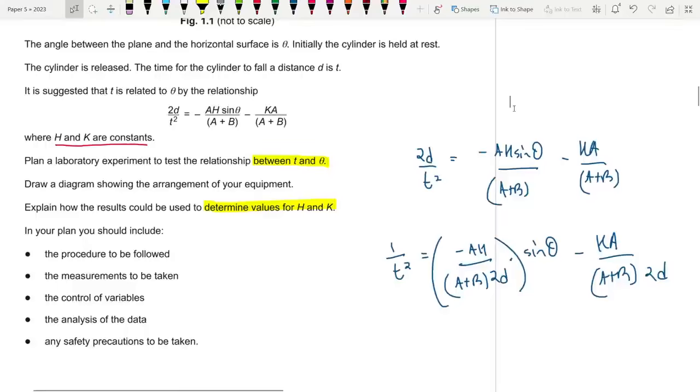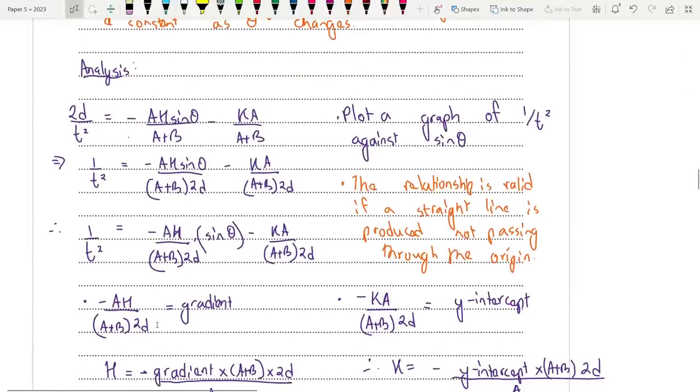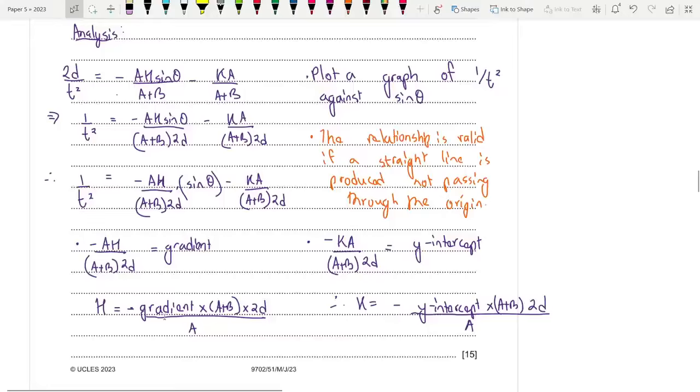Now, this point, the relationship is valid if a straight line is produced that does not pass through the origin. This is actually part of additional details here. Why? Because there are two constants that they told you to find out. If there are two, each one actually holds one mark, so the point that the relationship is valid if a straight line is obtained that does not pass through the origin or passes through the origin actually accounts for another additional detail. This will only be valid when there are two constants that they tell you to find out, okay? Does that make sense? So here you go. This is the analysis.